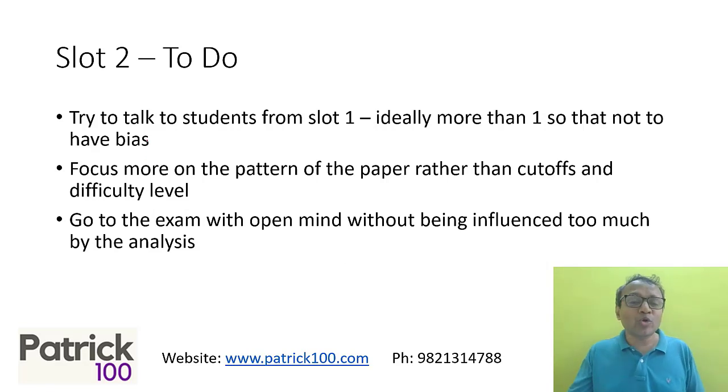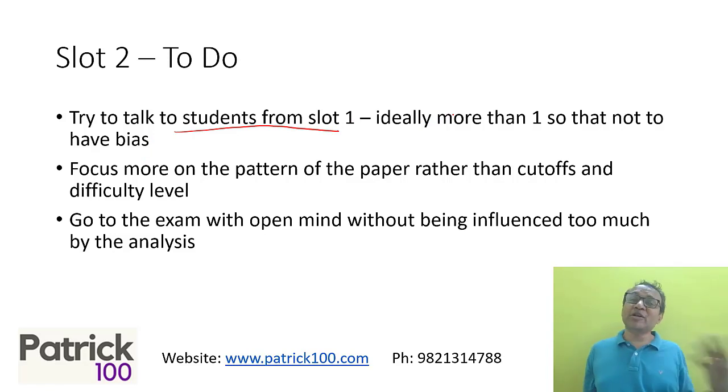So what to do? Try to talk to students from slot 1. Ideally more than one student so you don't have a bias, because each student will find a paper easy or difficult, or even if it's easy, they may say difficult, and there is a lot of bias that goes around. So it makes sense to talk to more than one student and get more than one analysis.